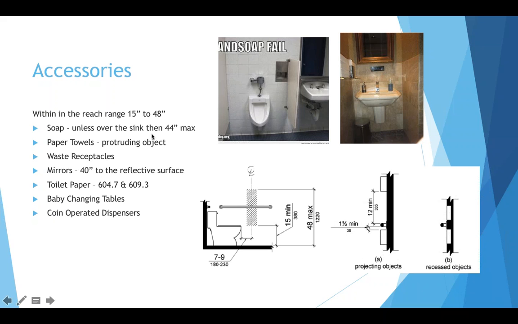Baby changing table, same thing. Watch your protruding object and your mounting height. Coin operated dispensers, that's the operable part. Where you put the coin in and turn the knob, those have to be within the reach range, that 15 to 48. And one thing to note about this is also a little bit of practicality. Even though you can mount a paper towel dispenser in that reach range, 15 to 48 inches, it's not practical to have your paper towels mounted down at, say, 24 inches.